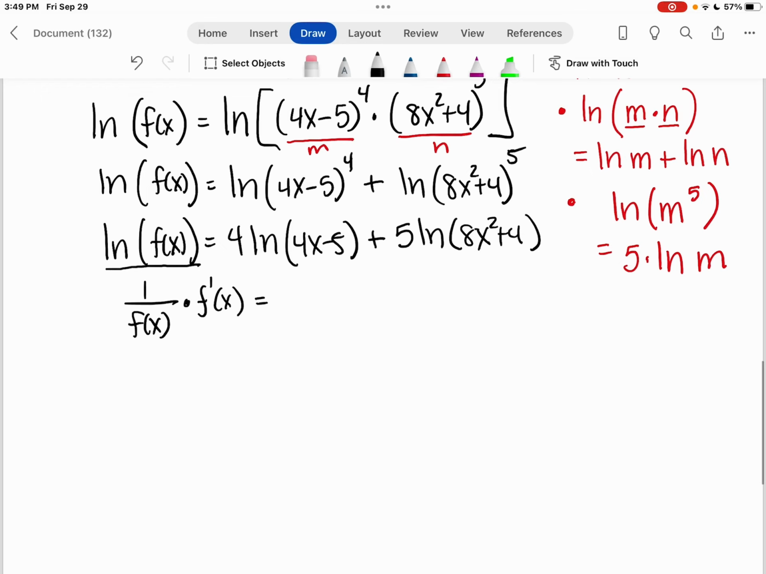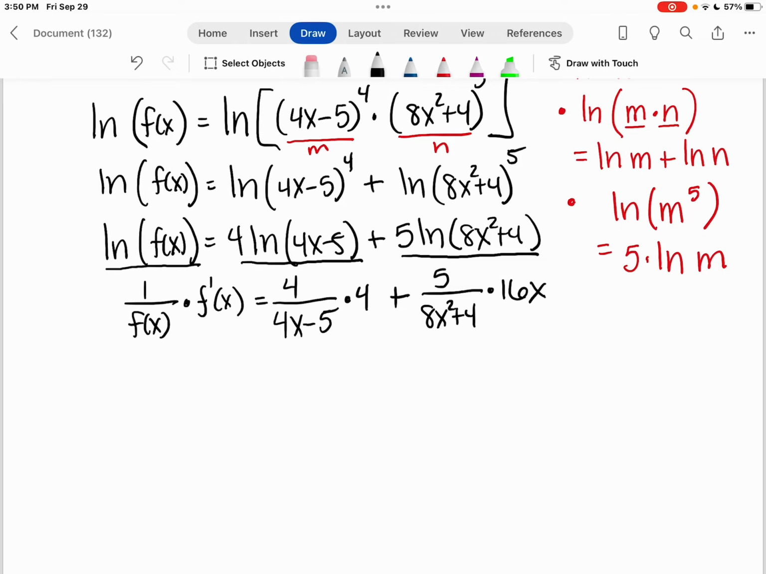That's going to be equal to, now I'm going to take the derivative of this term right here. When I'm dealing with the derivatives of the natural log, remember it becomes a fraction, and then you multiply by the derivative of whatever's inside based on the chain rule. So I have 4 over 4x minus 5 times the derivative of 4x minus 5, which is 4, plus, now I'm going to take the derivative of the second term. So I have 5 over 8x squared plus 4 times the derivative of 8x squared plus 4, which is going to give me a 16x.